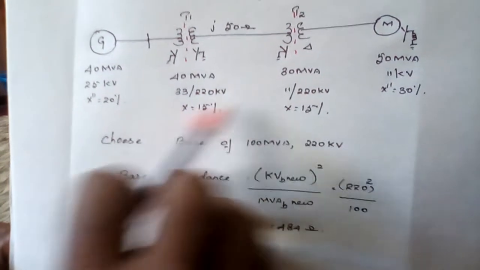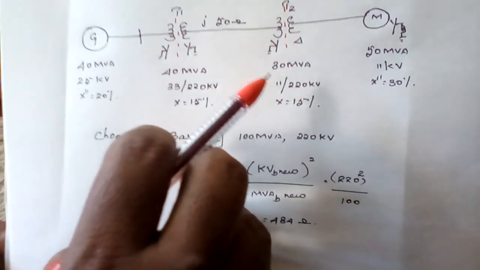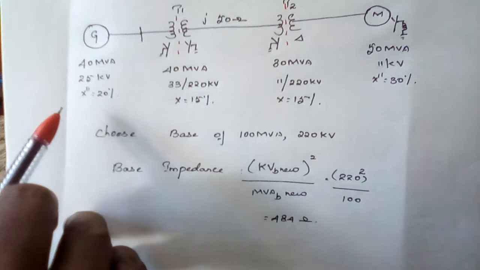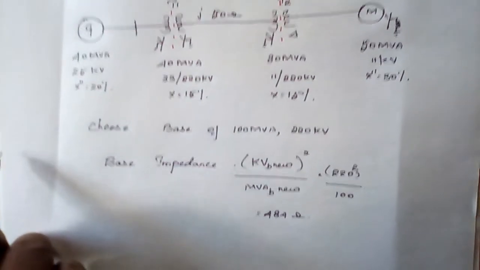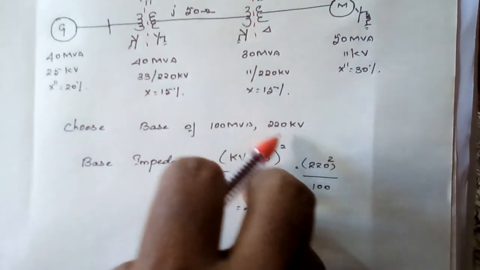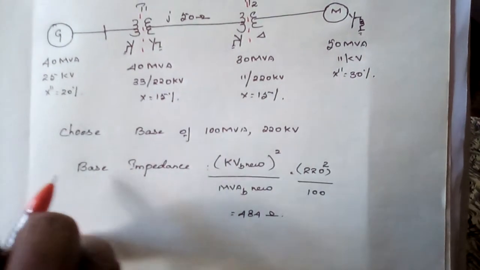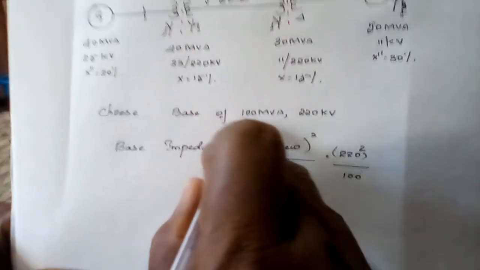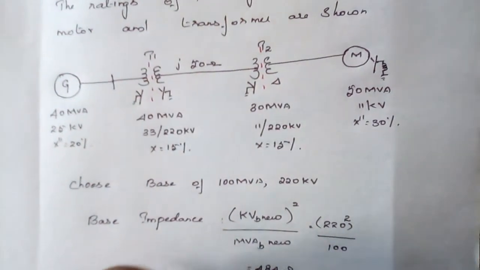Let us proceed with the problem. Once again I repeat, this is the single line diagram. For this single line diagram, we are supposed to do the per unit value calculation. The reason for calculating the per unit value is that the system complexity is reduced. As per the problem, I am choosing the base of 100 MVA at 220 kilovolt. This choice is especially provided for the transmission line. So once we know this, we can calculate the base impedance of the transmission line.